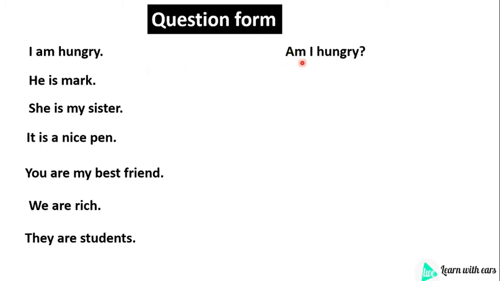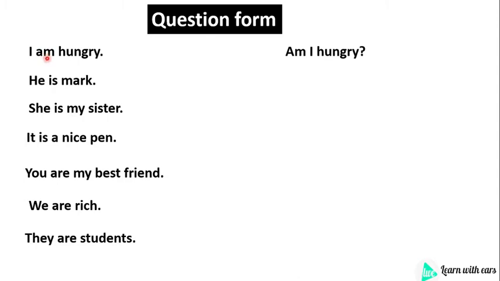Here we are using am. Okay? Am. This is the verb to be in present form, am. And then we are using the subject. Here, first we are using the subject, then we are using am. Means helping verb.